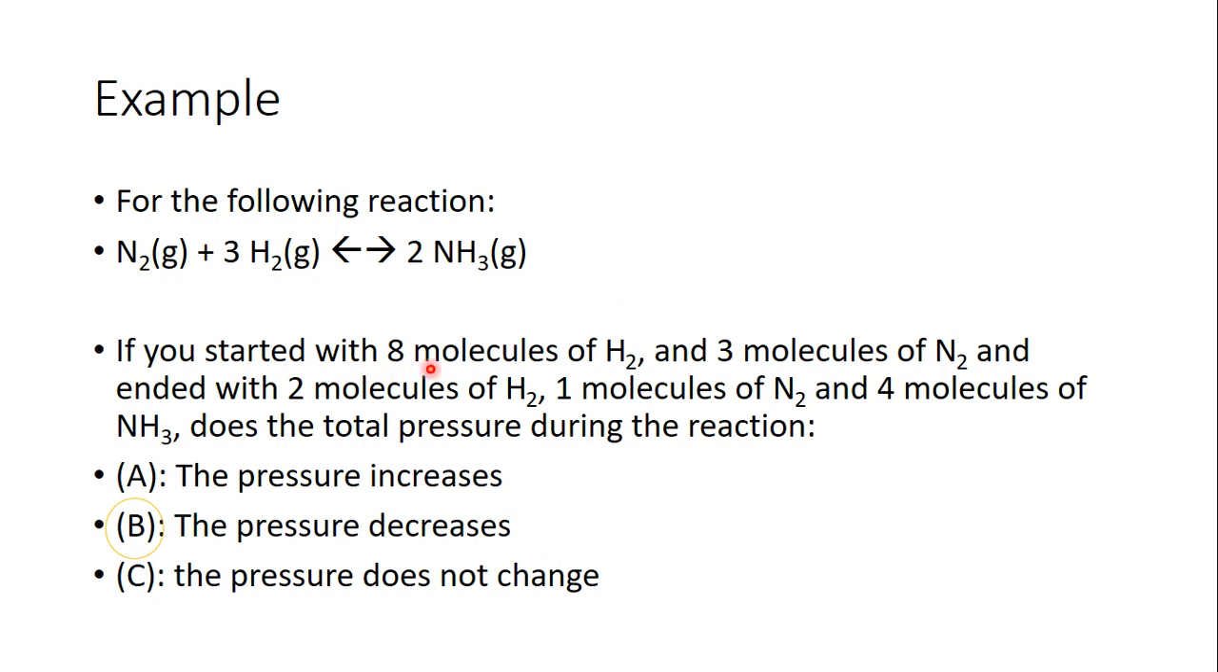So at the start of this reaction, we have 11 molecules, or we could say 11 moles if we wanted to. At the end, we have 2 plus 1 plus 4, 7. So we've decreased the number of molecules, or the number of moles in our sample. Therefore, since n went down, P also has to go down. Pressure decreases.